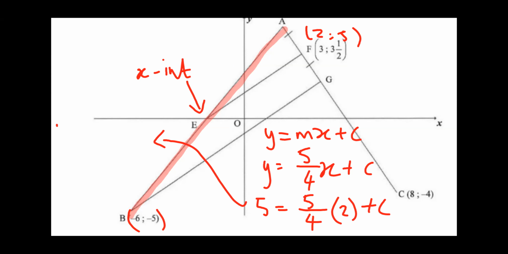You will first have to multiply the 5 over 4 with the 2, which gives you 5 over 2. And then you'll have to minus it. 5 minus 5 over 2 is actually also 5 over 2. So c's value is 5 over 2.